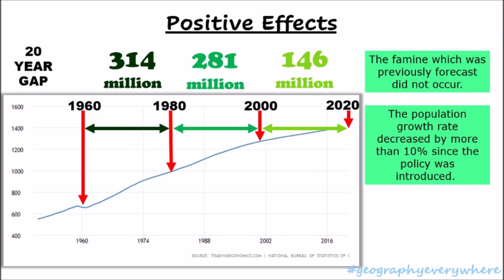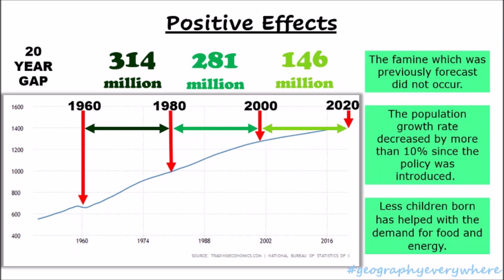You can see that in the 20 years before the one child policy, the population grew by around 300 million people. And as soon as the policy started taking effect, the amount of people being born decreased very rapidly. In fact, if you compare the amount of people born in the last 20 years with the amount of people born before the one child policy, it is almost half the amount of people that have been born in the same period of time.